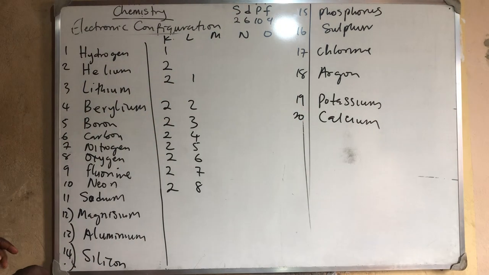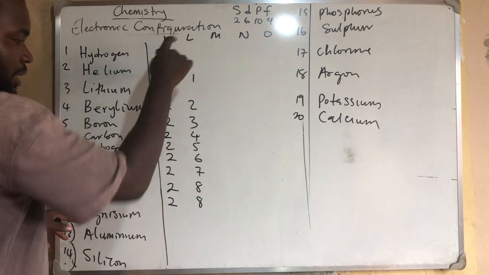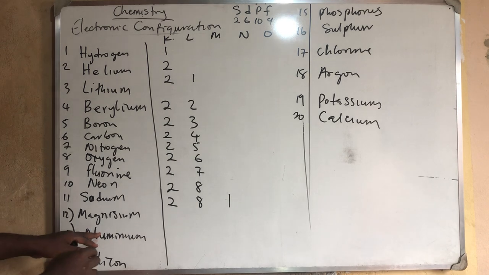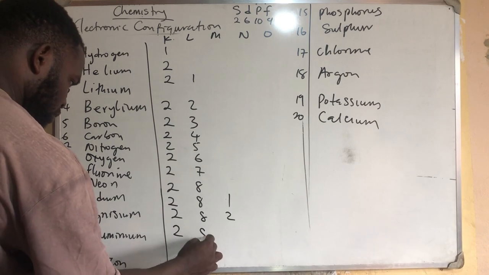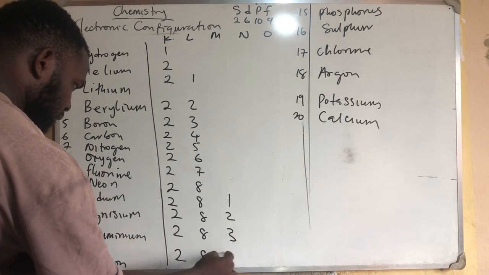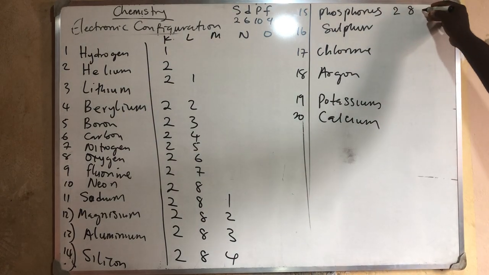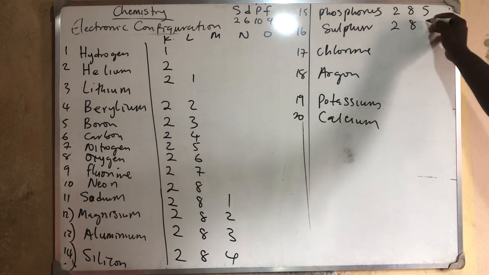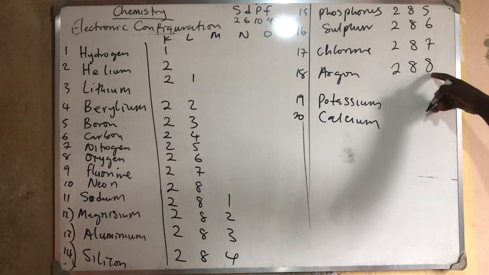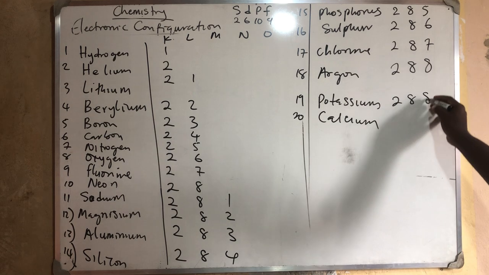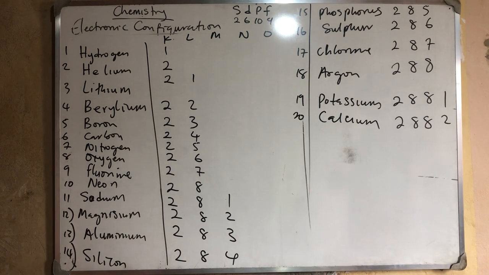All right. So this one has 11. 11 is going to be 2, 8, 1. 8 is complete. I cannot write 9. So the highest it takes is 8, so you move to the next one. For this one, 12 is going to be 2, 8, 2, 13, 2, 8, 3, 14, 2, 8, 4, 15, 2, 8, 5, 16, 2, 8, 6, 17, 2, 8, 7, 18, 2, 8, 8. This one, M shell is complete. So here will now be 2, 8, 8, 1. And here will be 2, 8, 8, 2. So this is the electronic configuration of the first 20 elements.